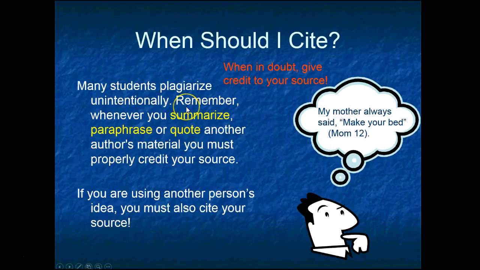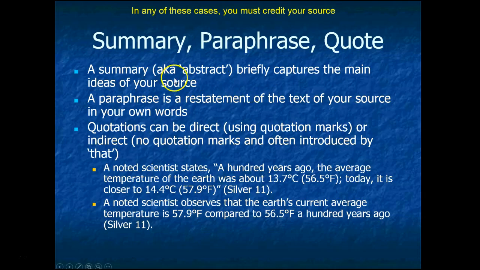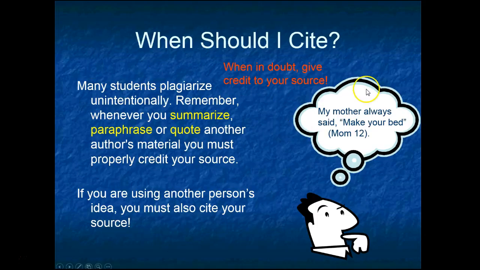Here you can see that I just mentioned to summarize, to paraphrase, or to quote. If we're going to use somebody else's words, let's just look at this example. My mother always said, make your bed. These are your mother's direct words, so the author is mom, and maybe we found it on page 12. This lets the reader know, oh, they used mom's exact words, and it could have been found on page 12. So you want to give the reader all the information you can so they can locate your source.